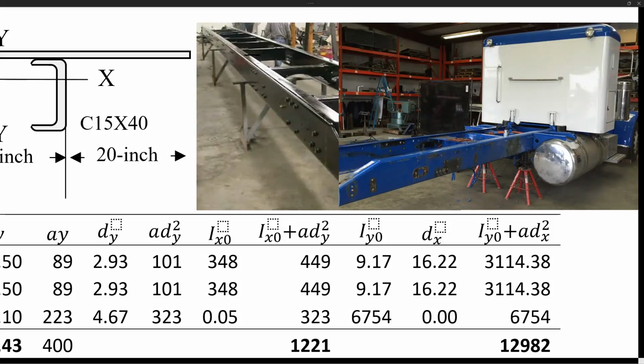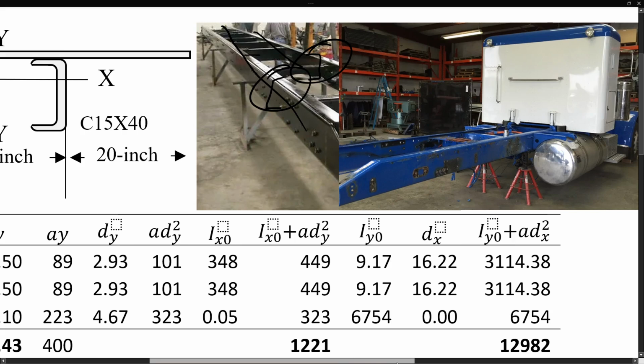Calculation of moment of inertia, radius of gyration, and polar moment of inertia. We'll be using this truck frame example. Generally, they are made using two C channels. You can see one here, another one there. So two long C channels. That's how they are made.